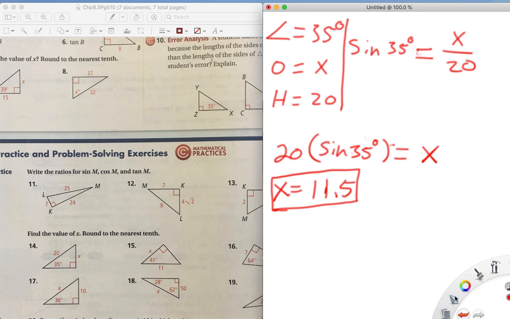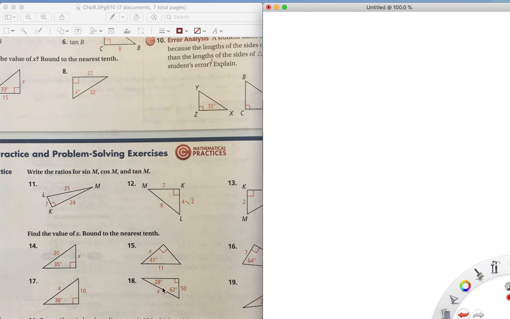If we look at number 15, our angle is 41. If we look at stuff in relation to the angle, I have my 90-degree symbol. That 90-degree symbol has 11 across from it. So that tells me that 11 must be my hypotenuse, so h for hypotenuse. And then I have this x that's touching angle 41. When we have a leg that touches the angle, that is our adjacent side. So our adjacent is x, and that seems to be what we're looking for.